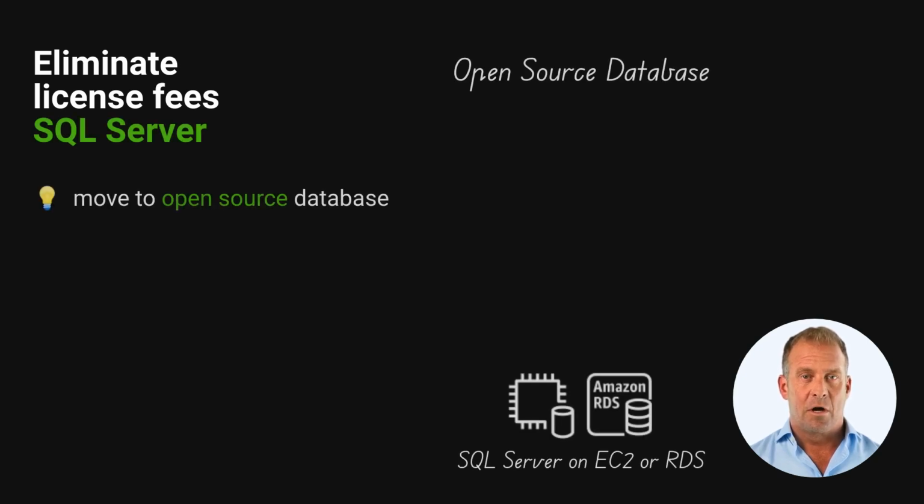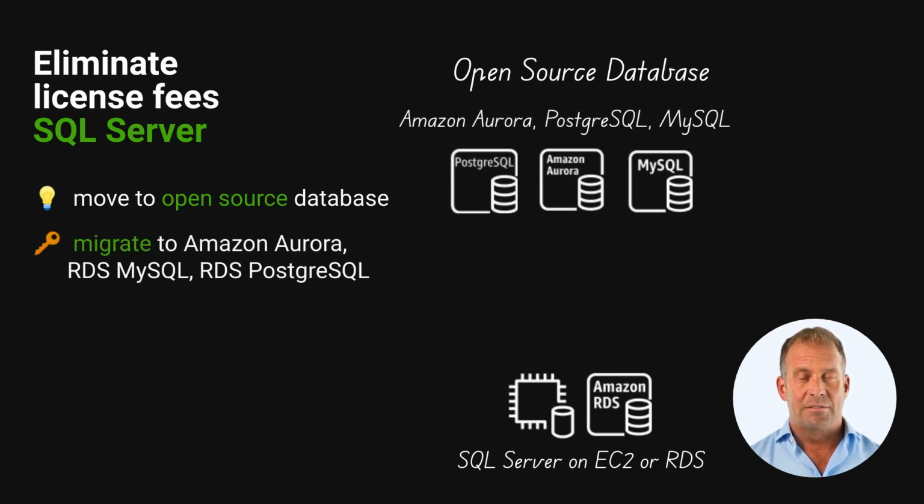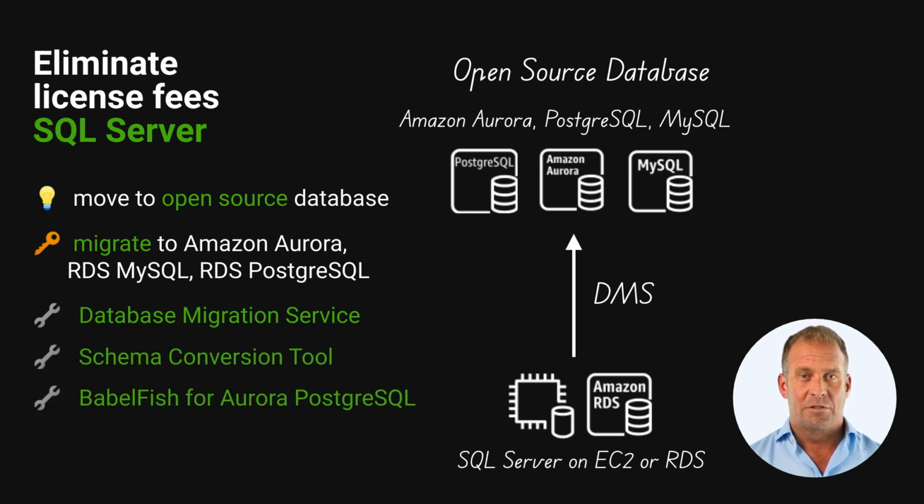What about your database? You can also eliminate your SQL Server license fees by moving to an open source database. You can choose from Amazon Aurora, PostgreSQL, or MySQL, all managed for you by RDS, the Relational Database Service. Once again, you can use the DMS tool to move from your SQL Server on EC2 or RDS. We've got some other tools too. Your reward is database license freedom.